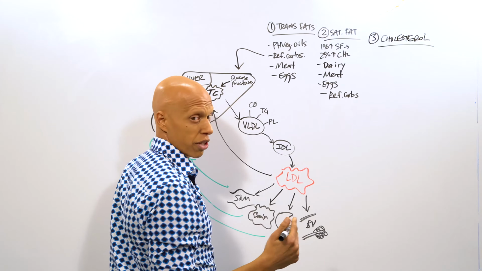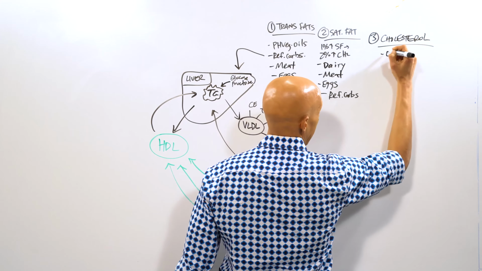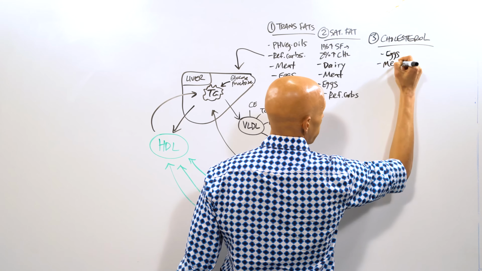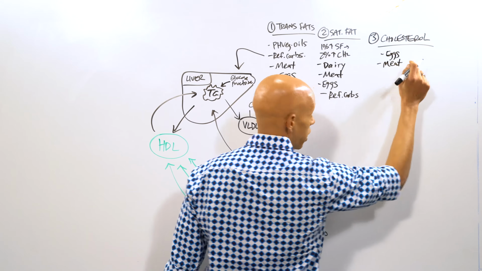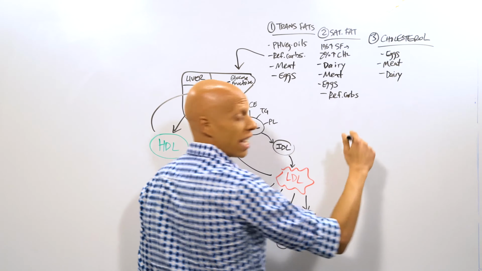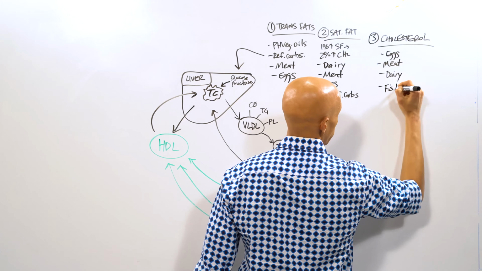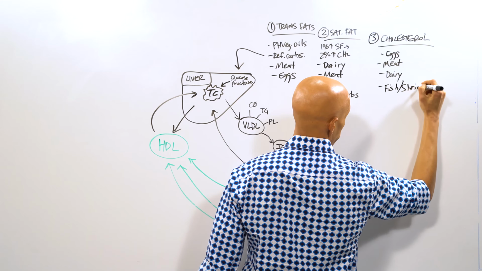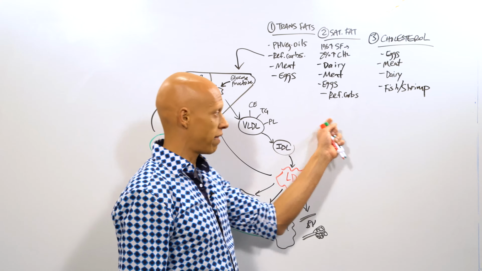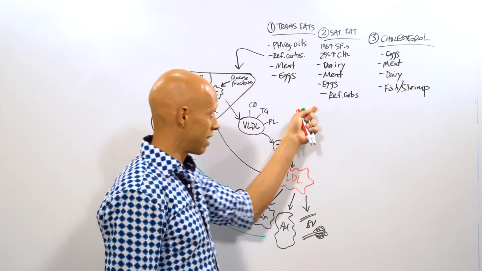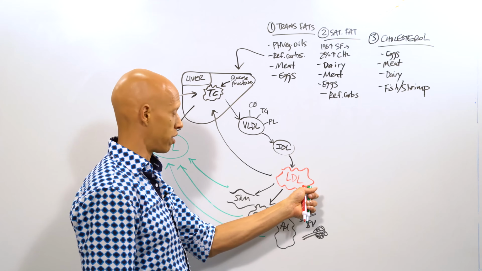So cholesterol-rich foods include eggs, meat like sausage, pork, chicken, and beef, dairy products like cheese, whole milk, skim milk, and butter, as well as fish and shrimp. So foods that are high in trans fats, saturated fats, and/or cholesterol can significantly increase your LDL concentrations.